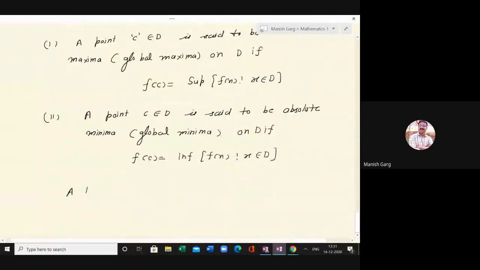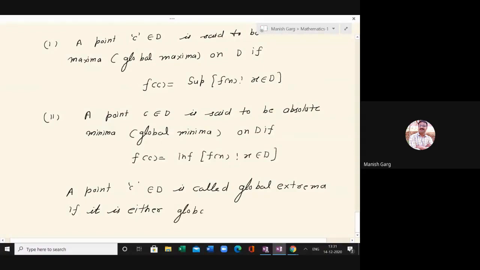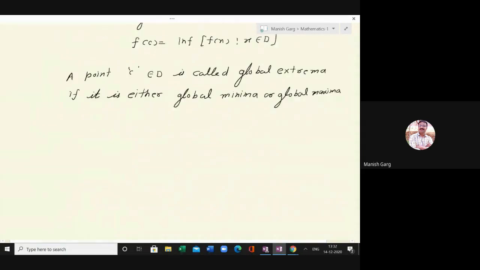And a point c is called a global extrema if it is either a global minima or a global maxima. So let us do one geometrically.